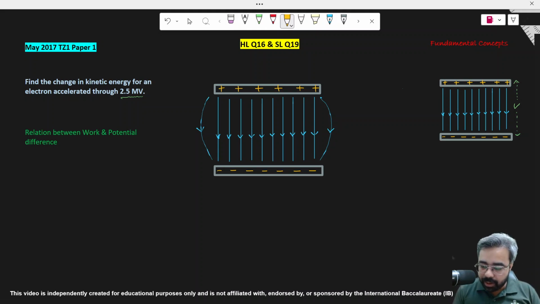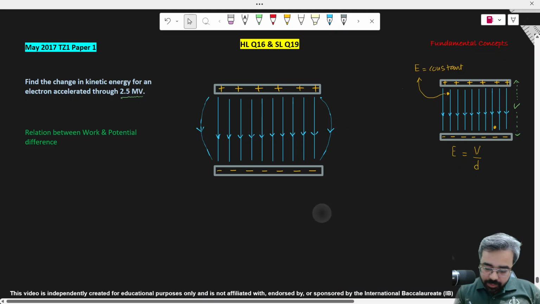What does that mean? It means that if you take any point in this vicinity, in this space, at that point the electric field will remain constant and uniform throughout. At any other point also the electric field will be the same. And if you want to find the electric field strength, you can simply divide the potential difference by the distance between the plates.